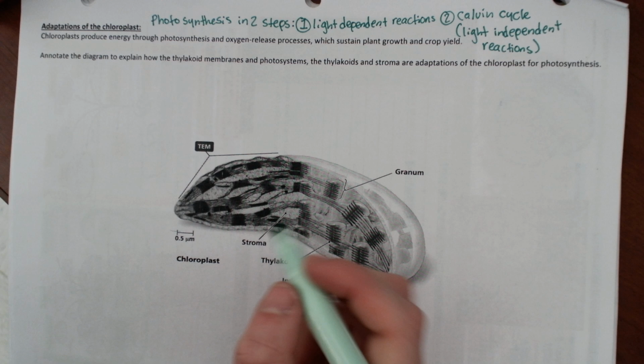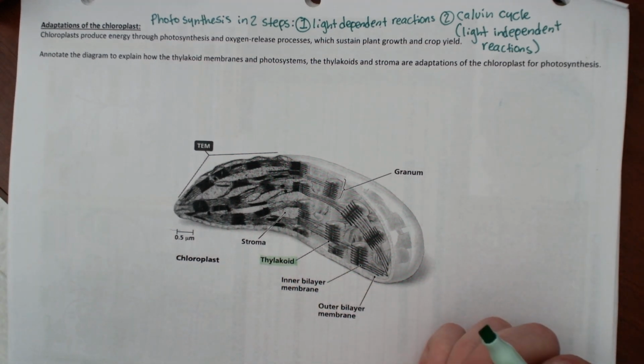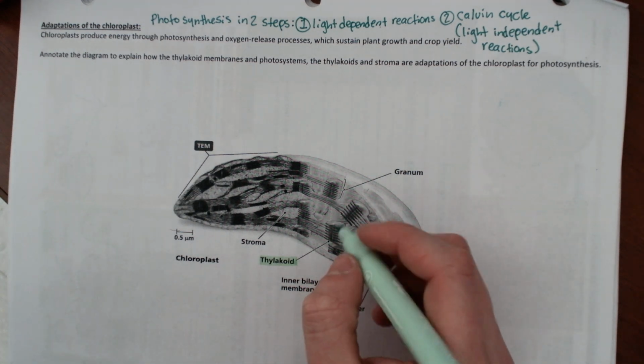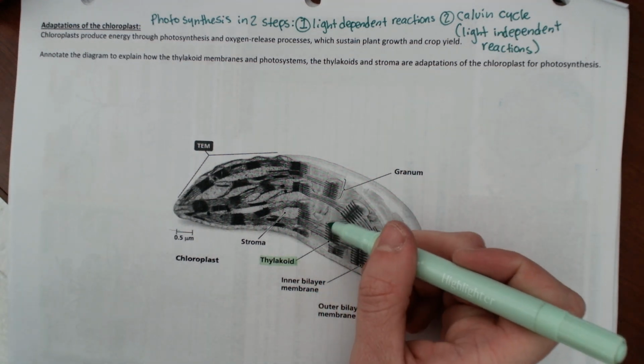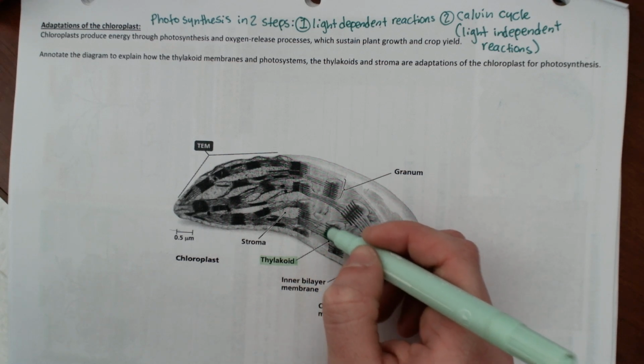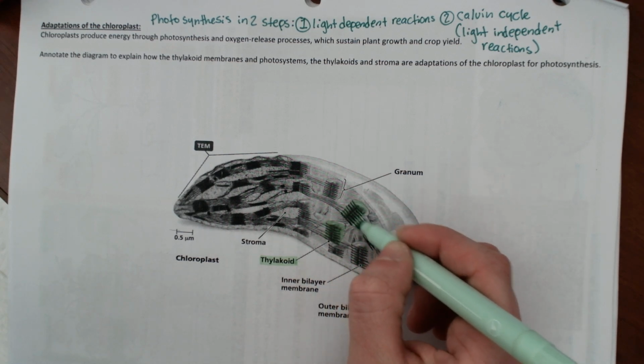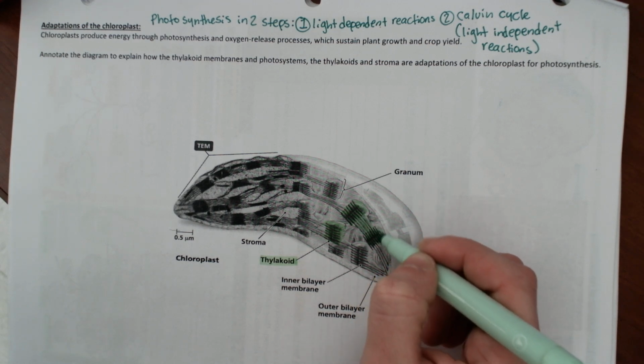So your thylakoid, which is just these little discs. And they're little connectors.